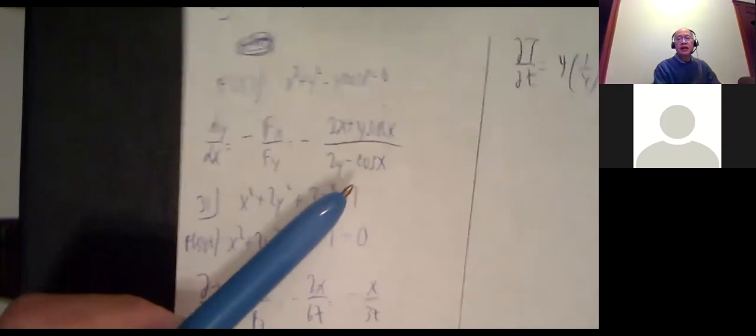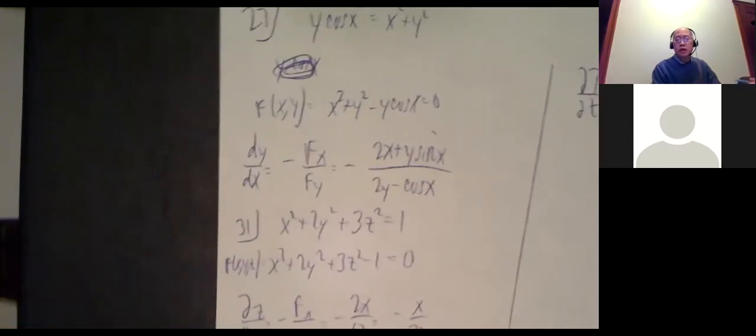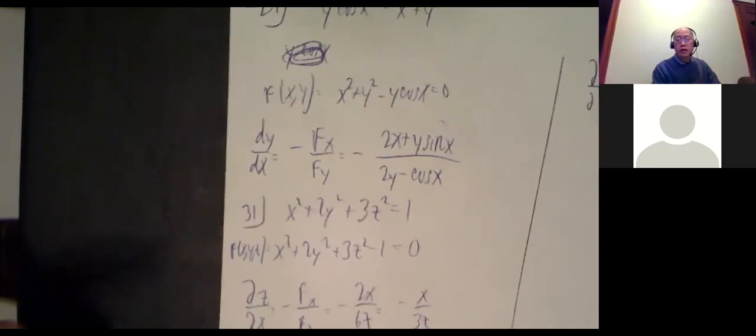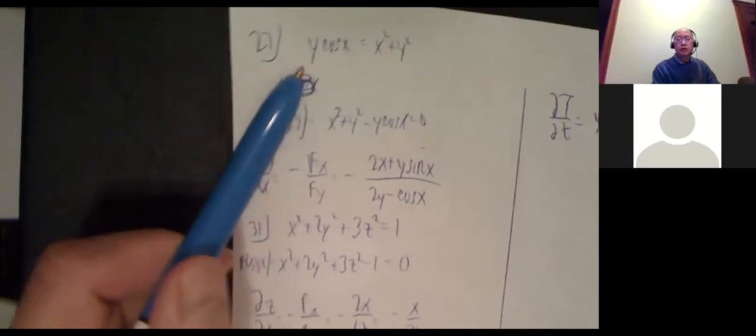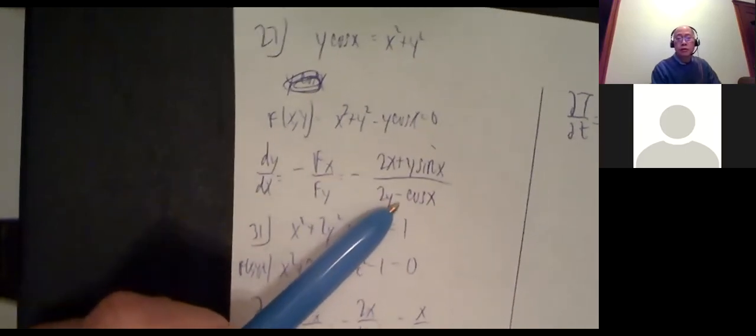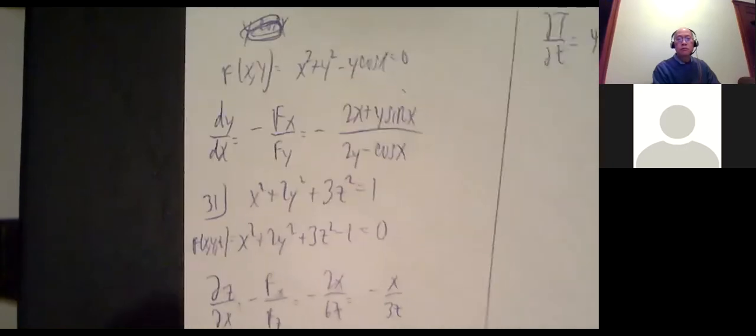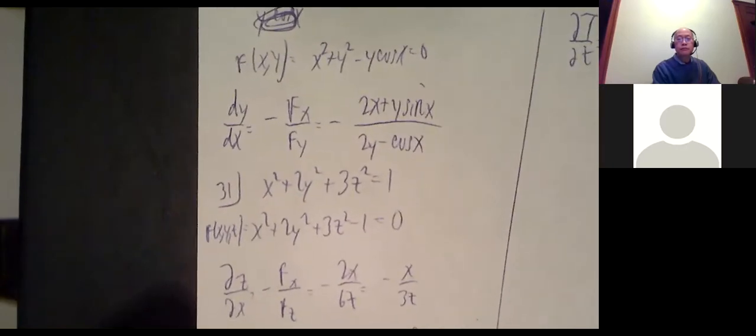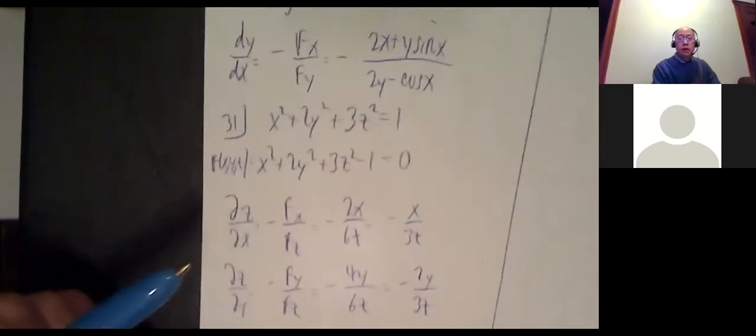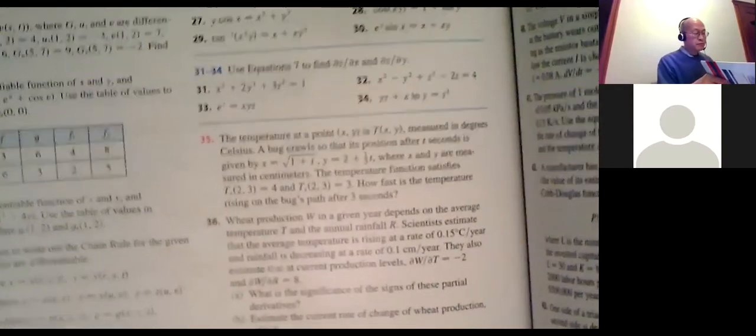And incidentally, a side note, you might remember you could have done this using implicit differentiation back in Calc 1, right? So you could do that. You'll see you get the same answer. Okay, then 31, you have a function of 3 variables.